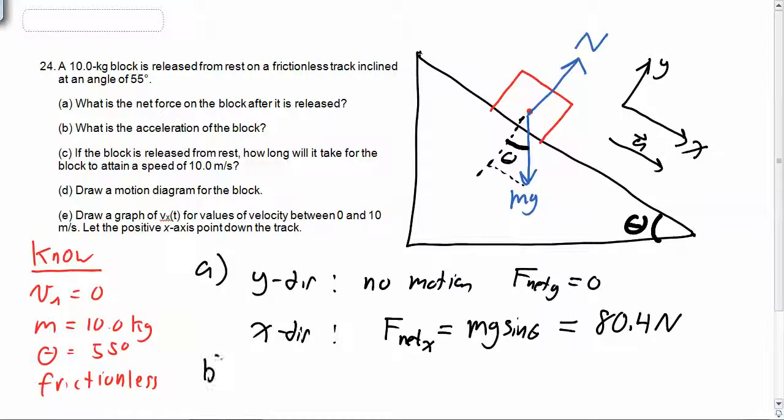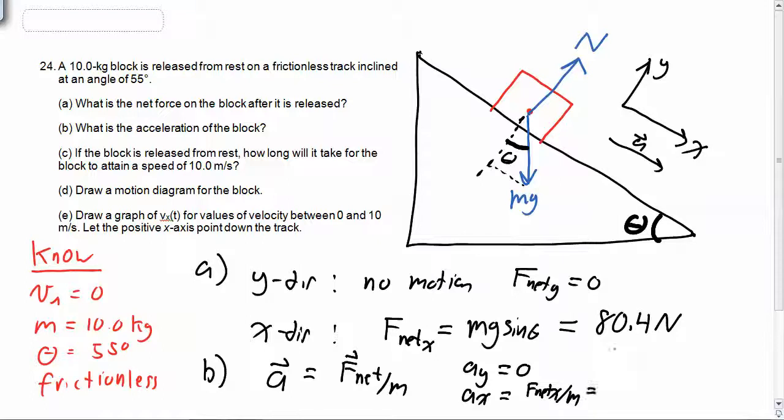Okay, part B then says what is the acceleration of the block. So Newton's second law would tell us that the acceleration is equal to the net force divided by the mass. So in the y direction, the acceleration is equal to 0. And in the x direction, the acceleration will be equal to the net force in the x direction divided by the mass. So that's simply the 80.4 newtons that we found divided by the mass, that's 10 kilograms. So that gives us 8.04 meters per second squared.